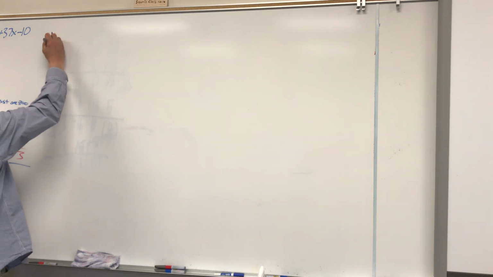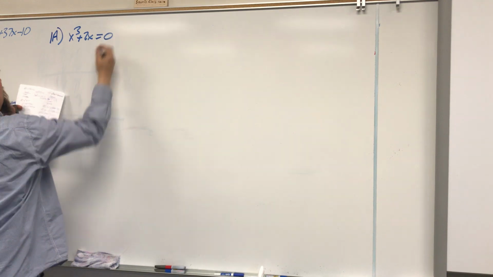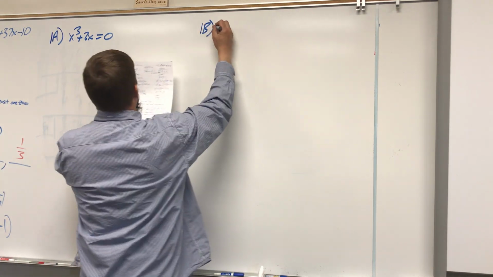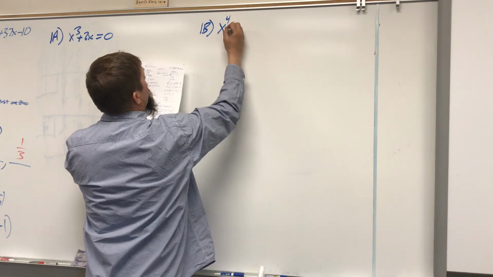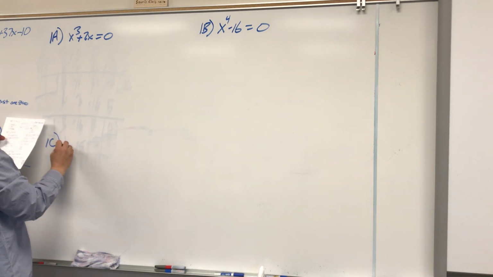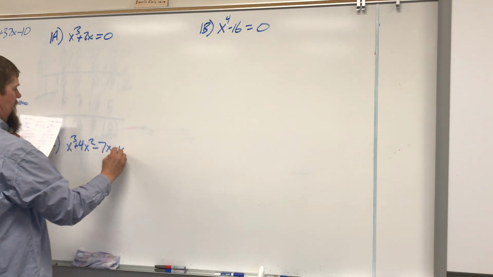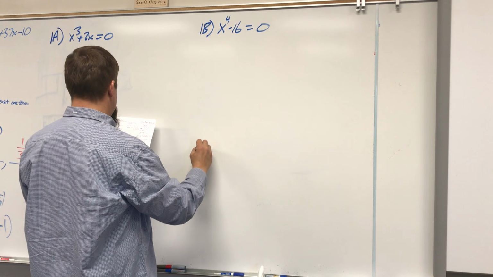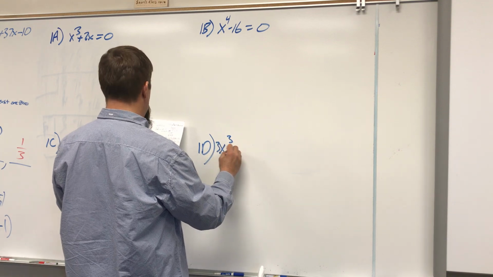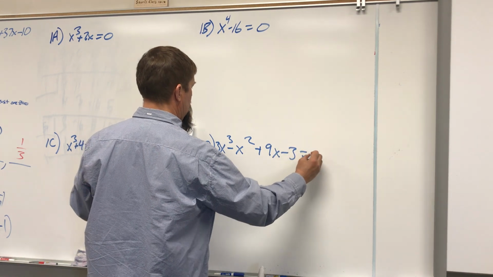All right, so we've got 1A here, which is x cubed plus 2x equals 0. I've got 1B here, which is x to the 4th minus 16 equals 0. 1C is x cubed plus 4x squared minus 7x minus 10 equals 0. And then 1D is 3x cubed minus x squared plus 9x minus 3 equals 0.